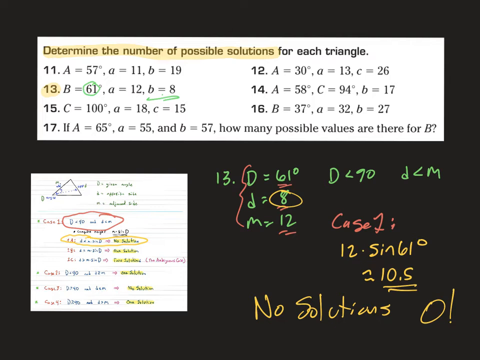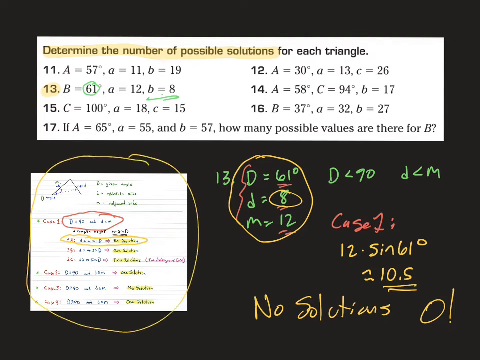And that's the process that we run through. We label our 3 values: capital D, the angle; lowercase d, which is the opposite side; and M, which is the adjacent side. Then we use these cases that we've developed to decide how many solutions there's going to be.